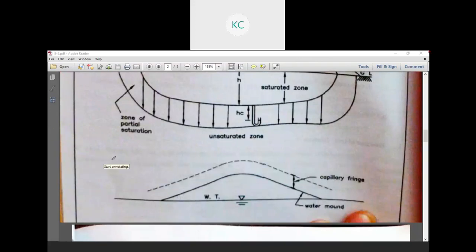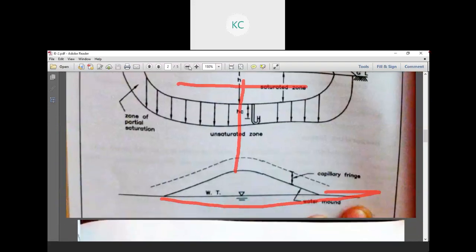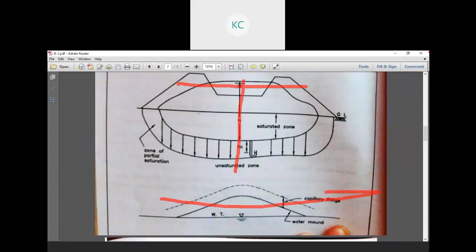This figure shows the water table, and above it is the irrigation canal. So when the water table is situated at a relatively lower position, a saturation zone is formed in the vicinity of the canal, and below the saturation zone there is a partial saturation zone, and below the partial saturation there is an unsaturated zone just above the water table.